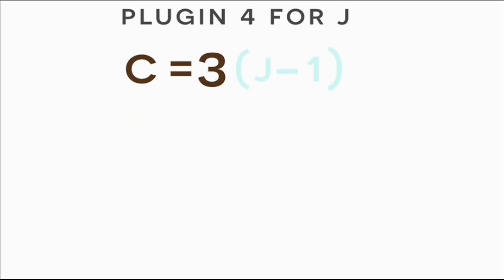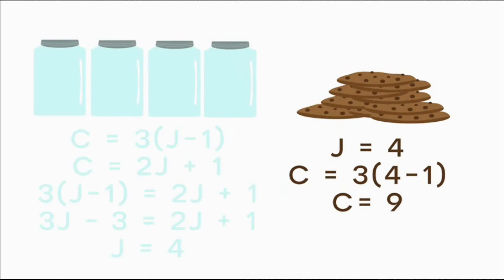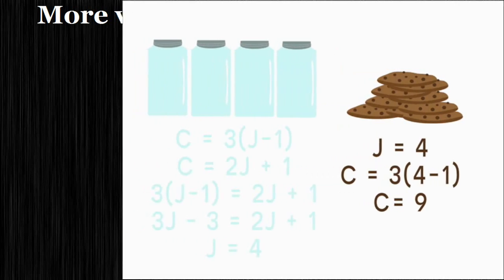which is C is equal to 3 multiplied by J minus 1. So we know the total number of cookies is equal to 3 multiplied by J minus 1, where J is equal to 4. 4 minus 1 is 3. 3 times 3 is 9. So the total number of cookies we have is equal to 9. And we have 4 jars, and now we have officially solved our word problem.